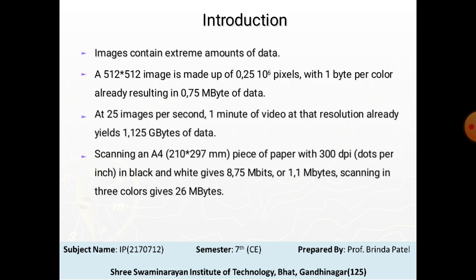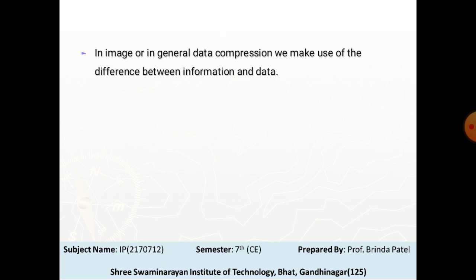So scanning an A4 sheet, a 210 by 297 piece of paper, at 300 dpi, meaning dots per inch, in black and white gives 875 megabits or 11 megabytes. Scanning in 3 colors gives 26 megabytes. So there is an obvious necessity to compress images for both storing and transportation over communication channels.